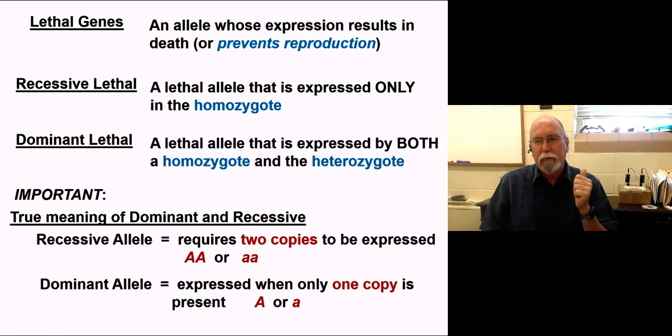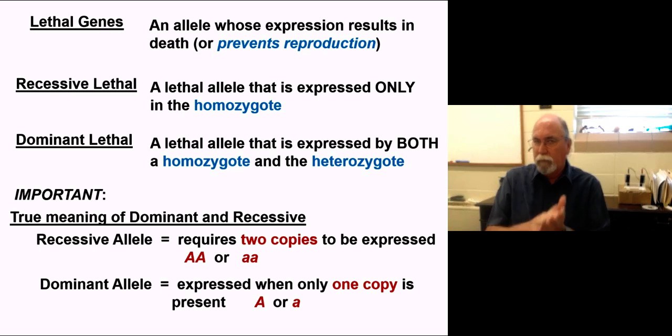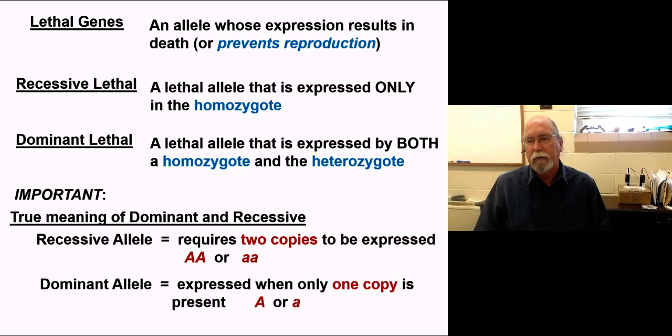It's one where you only need one copy to kill you. Therefore, it's expressed both in the homozygote and the heterozygote. Now, once again, it doesn't matter what it's doing, right? The pleiotropy part, it could be off over here controlling anything, right? Hair color or eye color or whatever, leaf shape. But if you get a copy of that allele, that mutation, it's going to kill you. That's called a dominant lethal.